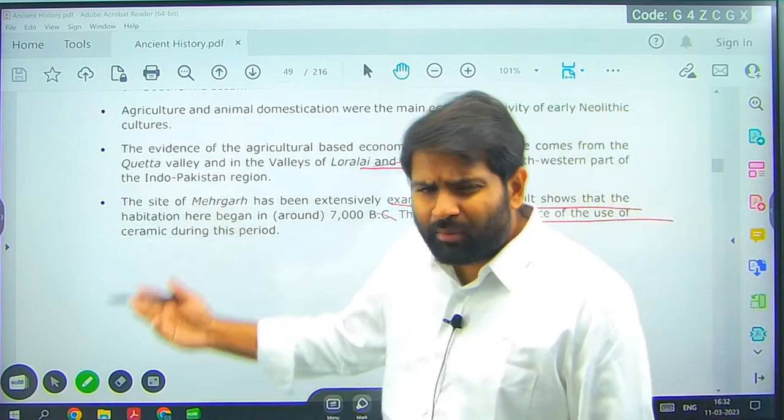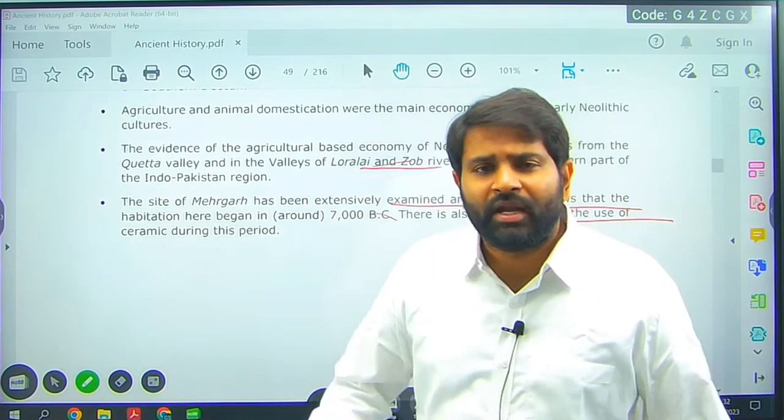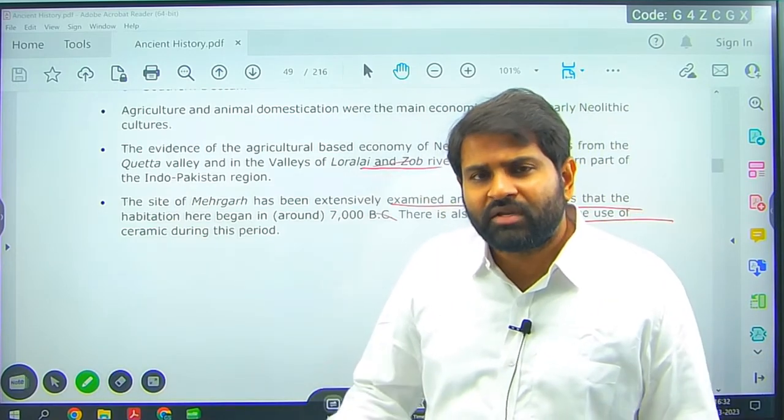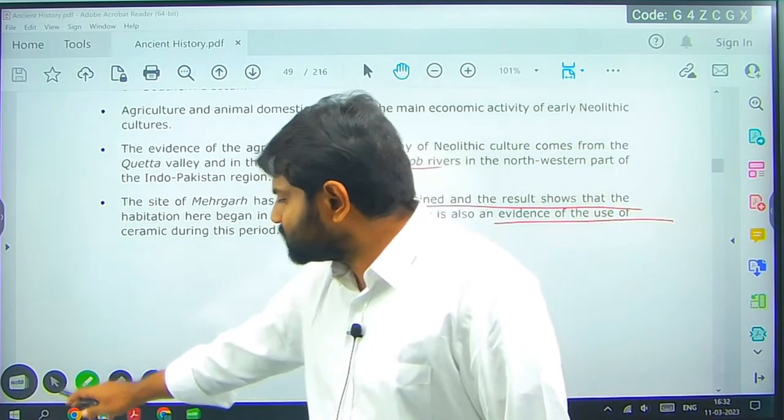Ceramic normally, when people have started agriculture and domesticated these particular crops, they might have used it for preservation of these particular grains, right? Filling those grains in ceramic pots.